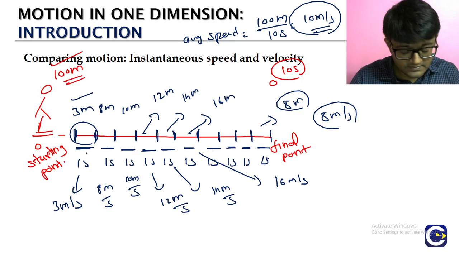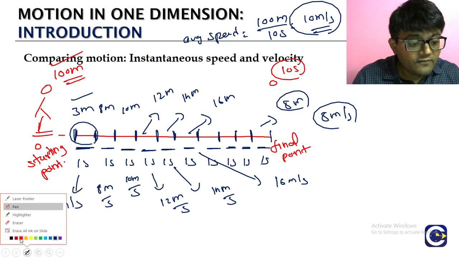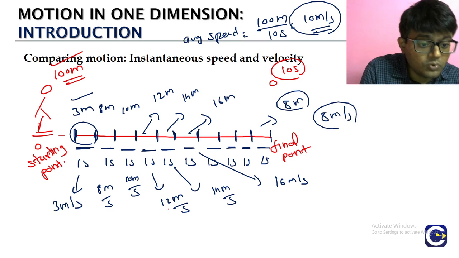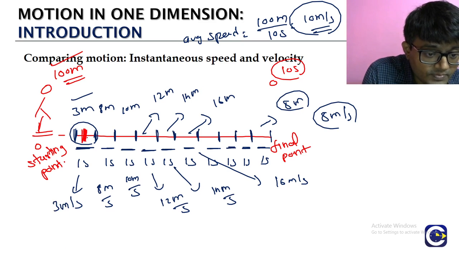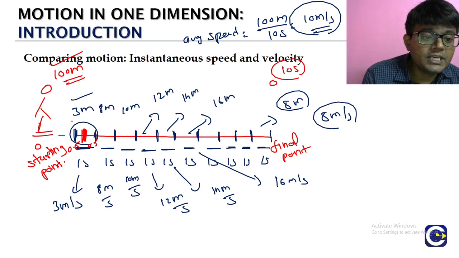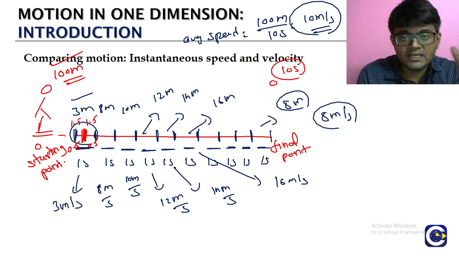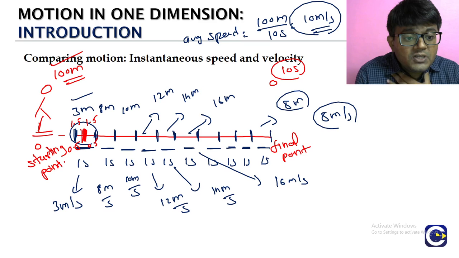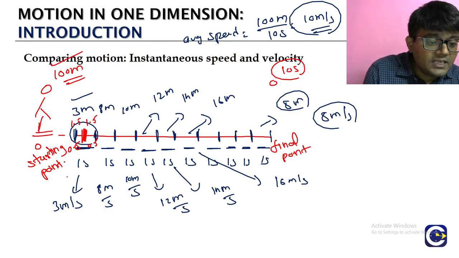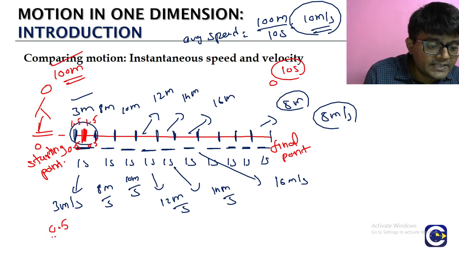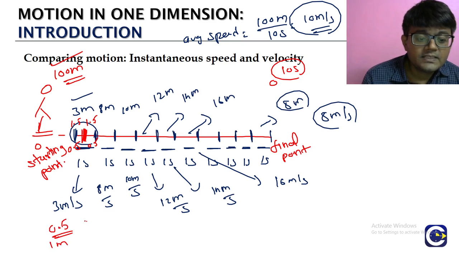Now we will do one more thing. Let us break this first 1 second interval also into two parts, 0.5 seconds and 0.5 seconds. Do you think he will cover 1.5 meter and 1.5 meter? No. Initially when the race is beginning, he would take some time to respond. So maybe in the first half a second he might be covering only 1 meter. Second half a second he might be covering 2 meters.